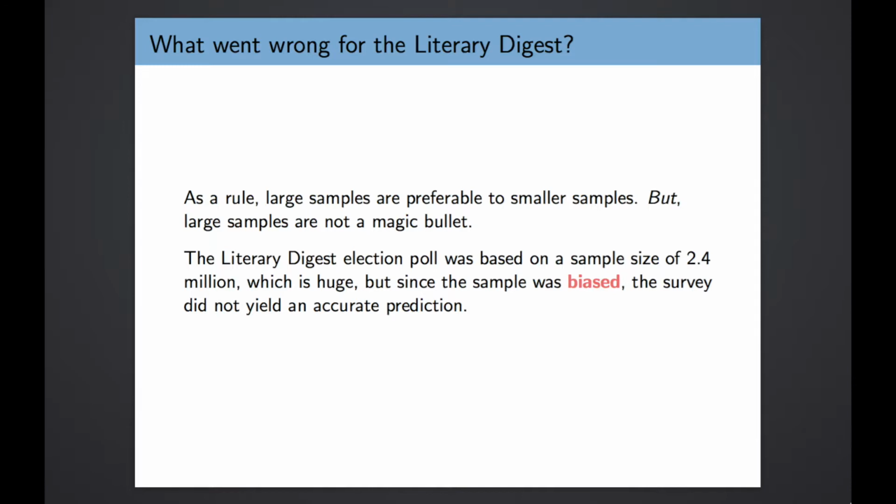So there was a mismatch between the research design and the question that the Digest was trying to answer. If they'd been trying to answer a different question, this research design might have been okay. If they wanted to stick with this question of trying to predict the election results, then they would have needed a different research design where they took a random sample from the population.